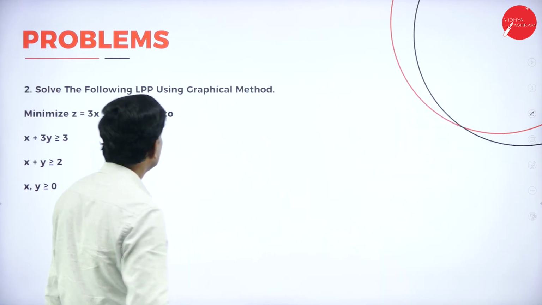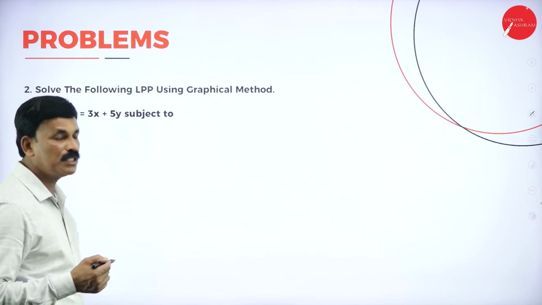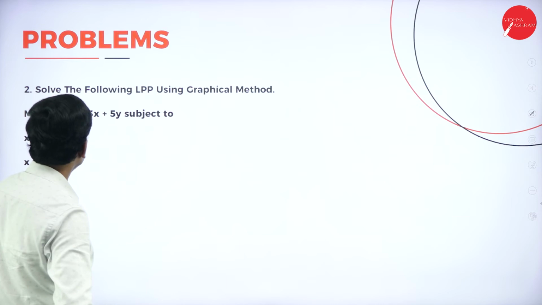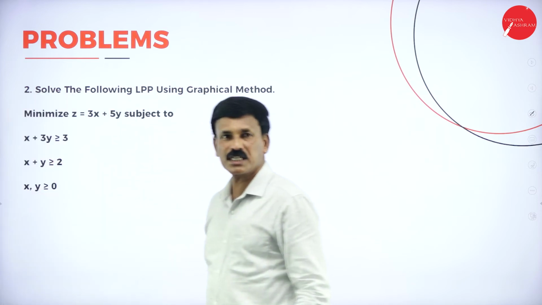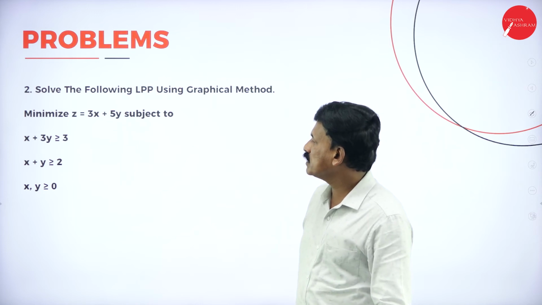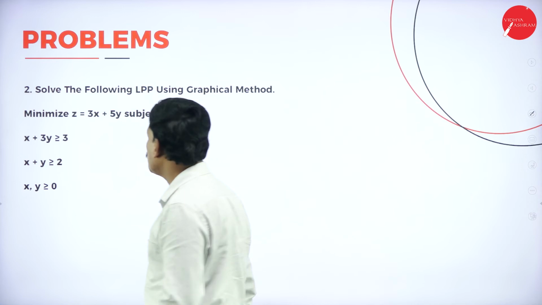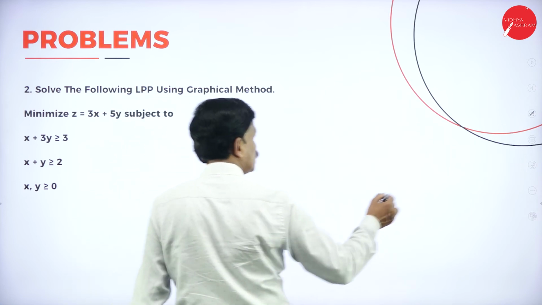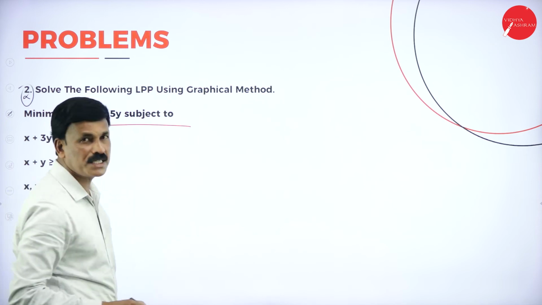Solve the following linear programming problem graphically. Minimize Z is equal to 3x plus 5y subject to the constraints: x plus 3y is greater than or equal to 3, x plus y is greater than or equal to 2, and x, y are greater than or equal to 0. This is the second problem. Now what is to be done? Here it is to minimize.